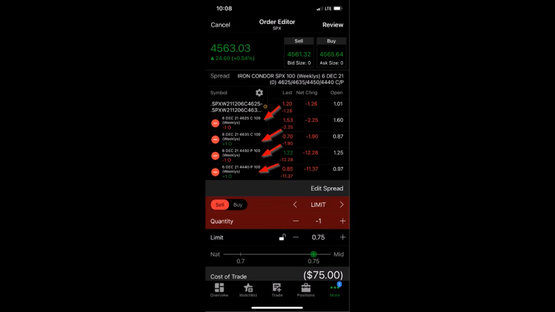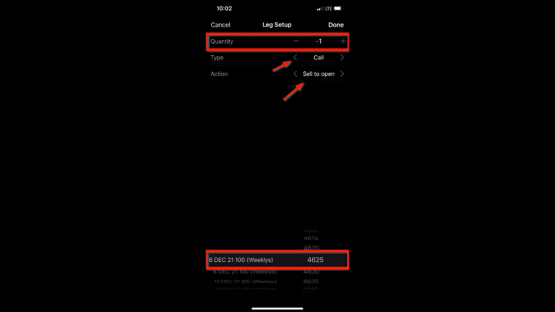So leg setup 1 will sell a 4625 call of the December 6 weekly. And because this leg is selling a call, the quantity is a negative number. Then I press done. Leg setup 2 will buy the 4635 call of the December 6 weekly. And because this leg is buying a call, the quantity is a positive number. Then I'll press done. Leg setup 3 will sell the 4450 put of the December 6 weekly.